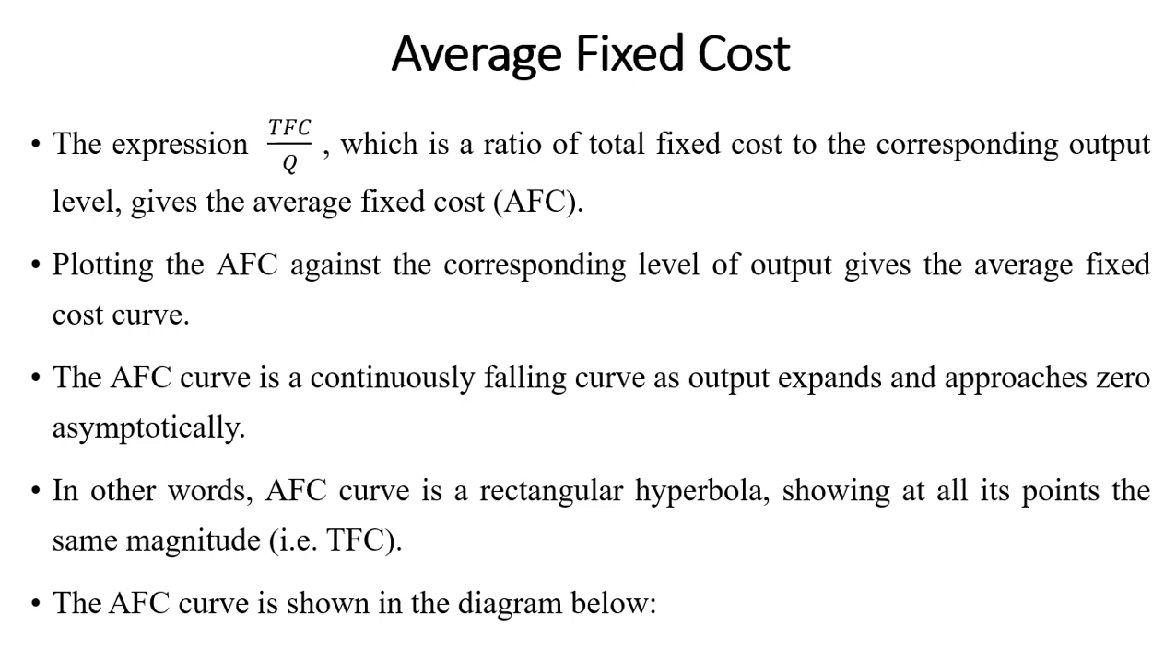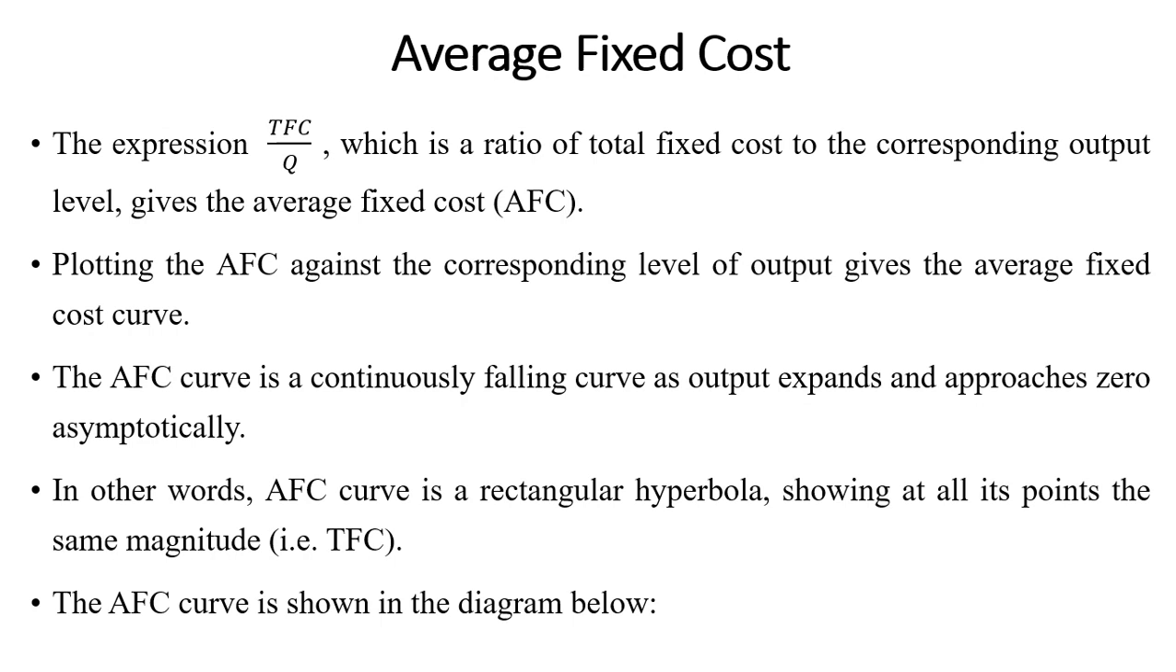So let's look at the average fixed cost. The expression TFC over Q, the ratio of total fixed cost to the corresponding output level, gives the average fixed cost. Plotting the average fixed cost against the corresponding level of output gives us the average fixed cost curve. The average fixed cost curve is a continuously falling curve as output expands and approaches zero asymptotically.